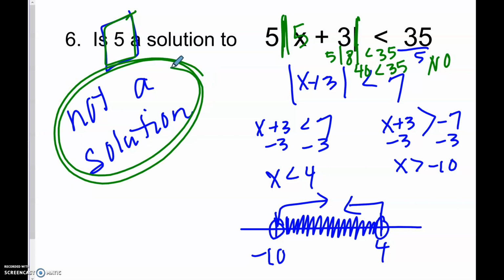So you can choose to graph it, or you can choose to just plug it in and then see if you end up with a true or false statement. And if it's a false statement, the answer is no, not a solution.